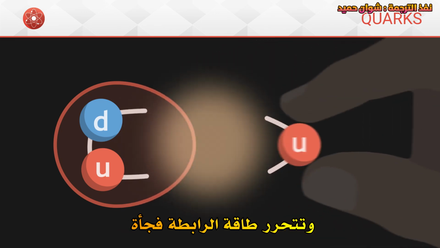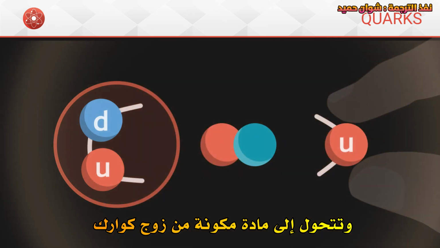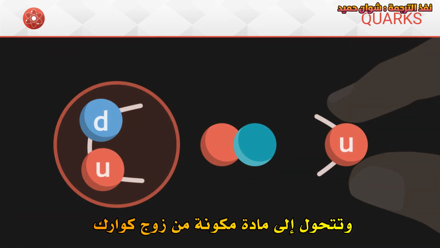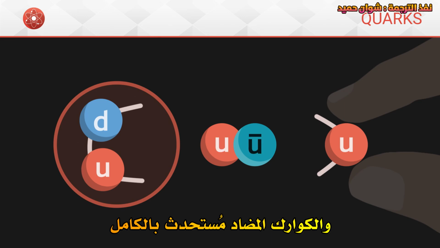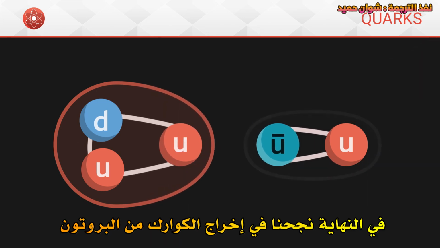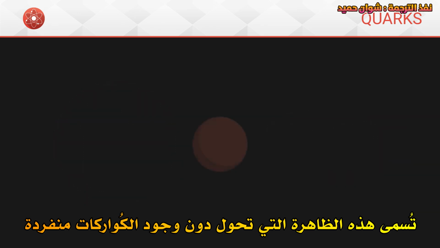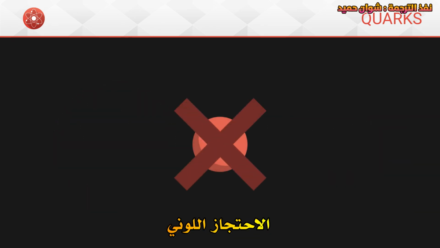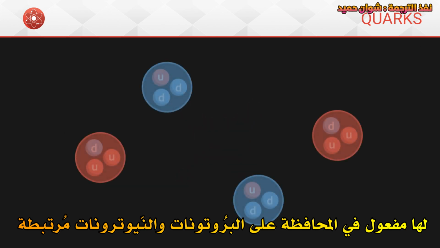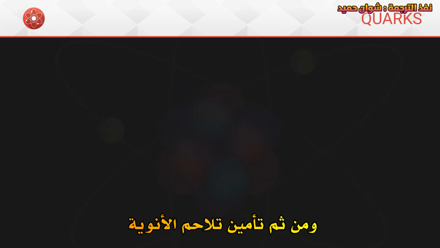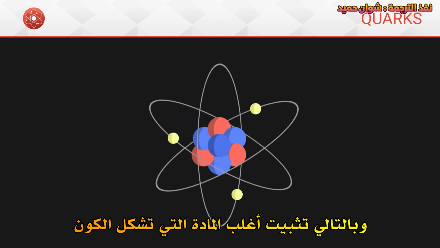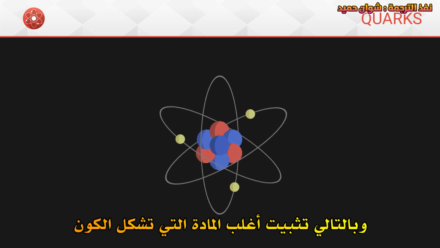The energy of the bond is suddenly released and gets converted into matter, forming a brand new quark-anti-quark couple. In the end, we have succeeded in removing the quark from the proton, but it is still not isolated because it is now paired with an anti-quark. This phenomenon, which prevents quarks from existing on their own, is called color confinement. It has the effect of keeping protons and neutrons linked together, thus ensuring the cohesion of the nuclei and therefore stabilizing most of the matter that makes up the universe.